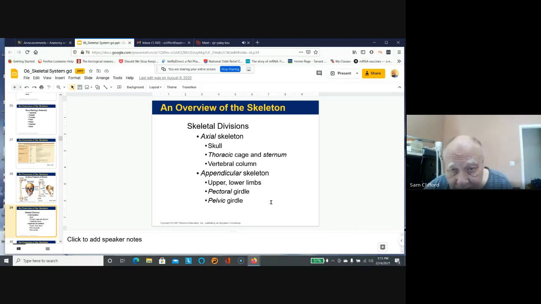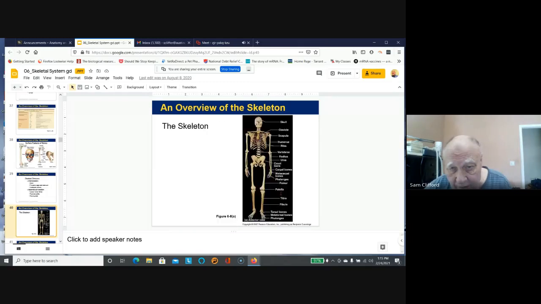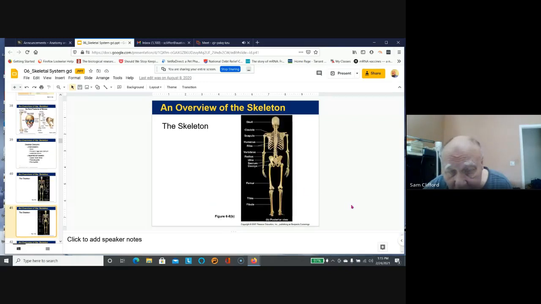There's two types of skeletons: the skull, the thoracic cage, and the sternum are the axial skeleton. The appendicular skeleton is all the limbs, the pectoral and pelvic girdle. So you should know all of these bones of both the axial skeleton and the appendicular skeleton. That's the back view.